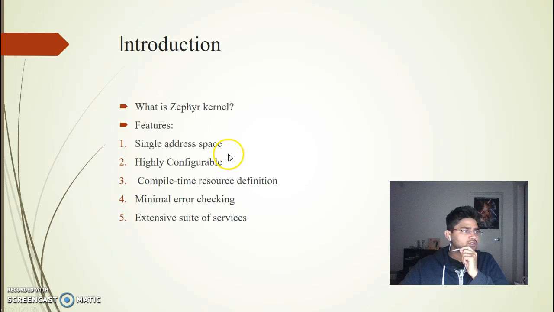The second point here is highly configurable. This allows an application to incorporate only the capabilities it needs as it needs them, as per the specified quantity and size. Third point here is compile time resource definition. This requires all system resources to be defined at compile time. This reduces cost and it also increases the performance.